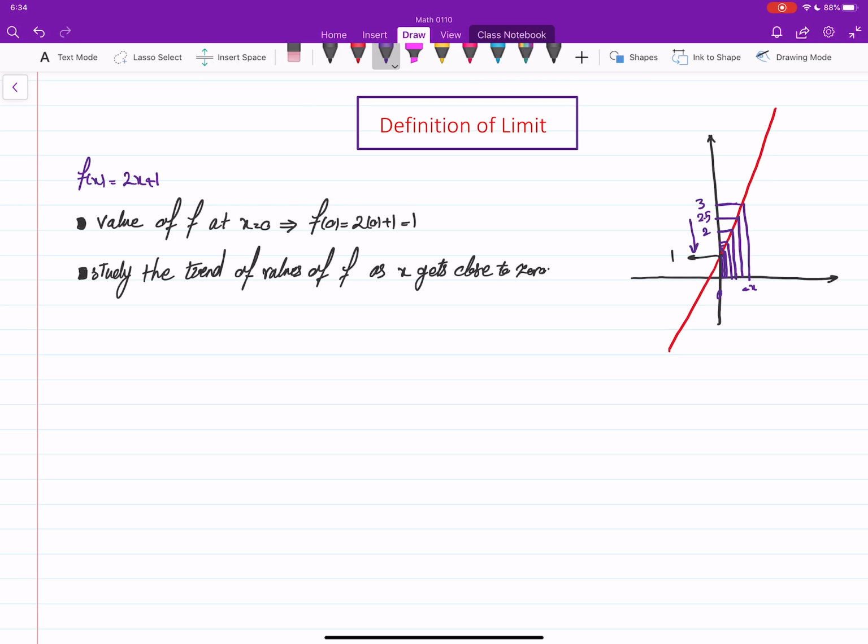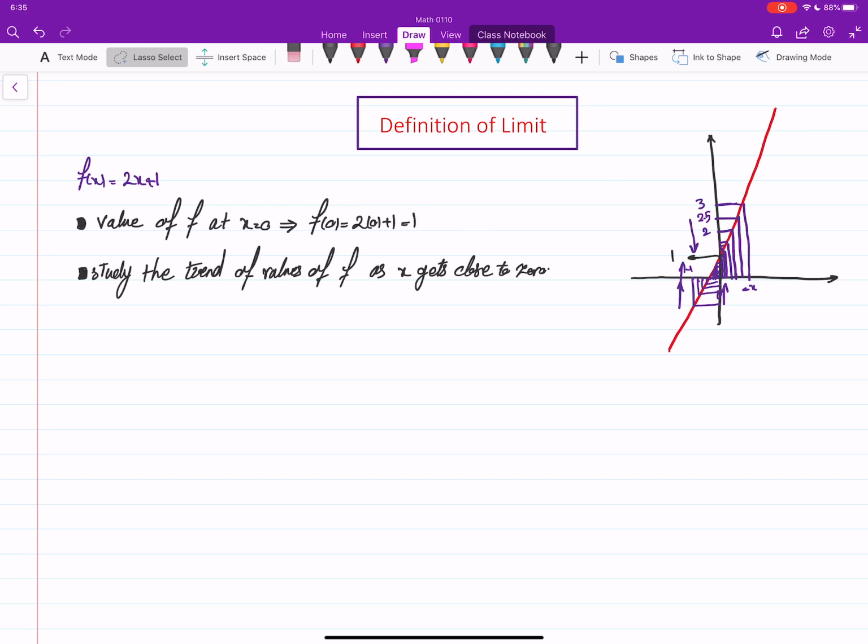You can also approach from the left side. When you have negative 1 here, this will give us a negative value, and as you can see, the values of y get closer and closer to this value again, which is 1. This is what is called the limit of the function as x approaches 0.